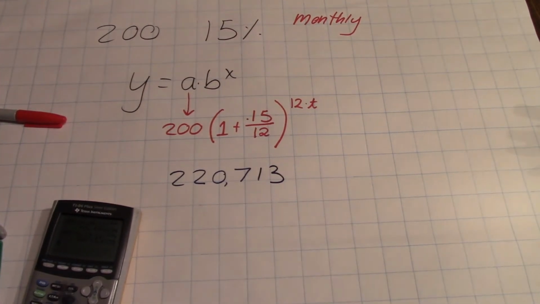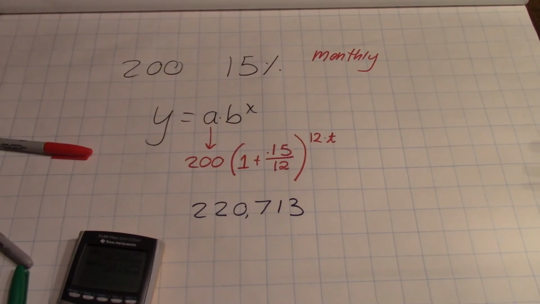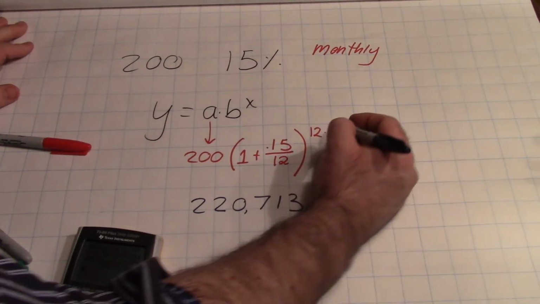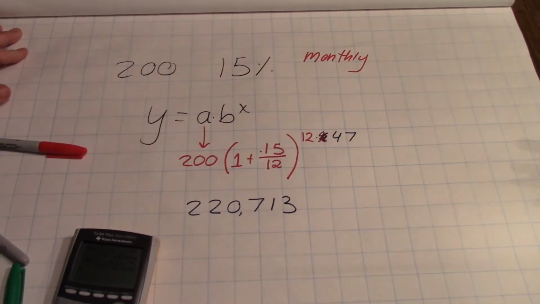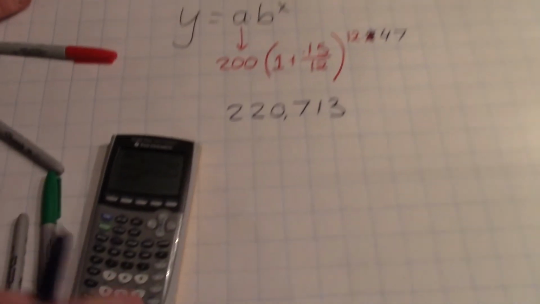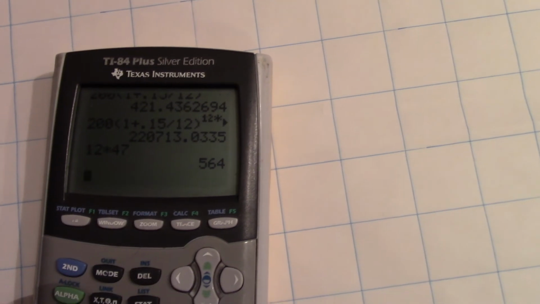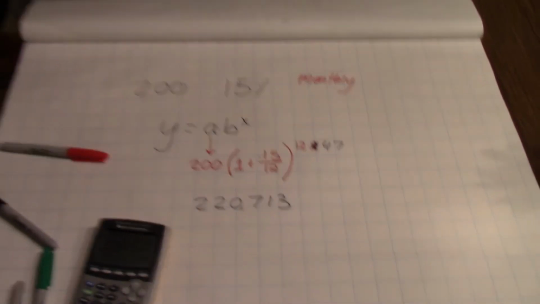Now, this is the power of compound interest. Starting with 200, I just keep calculating that interest, 15% every single month, for 47 years. That's a big number, right? It's not t. That's 47. And because I can't do that in my head, that's 564 times it's been compounded, and you end up with $200,000 from Nana. And this is the power, and this is why people invest.